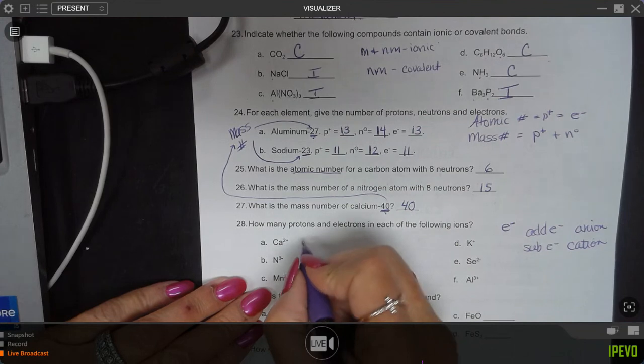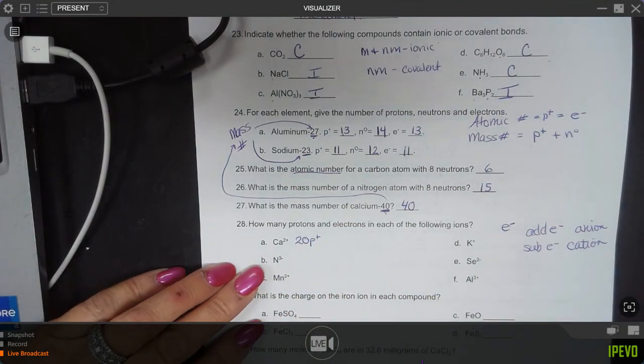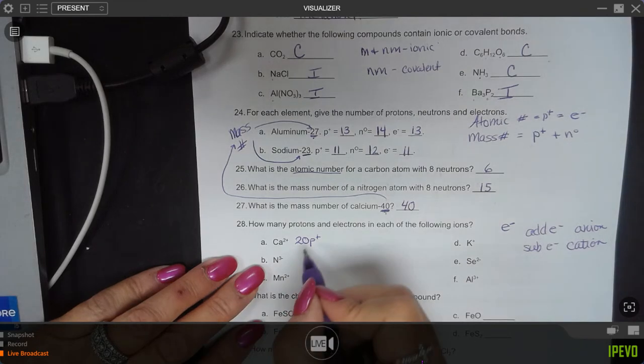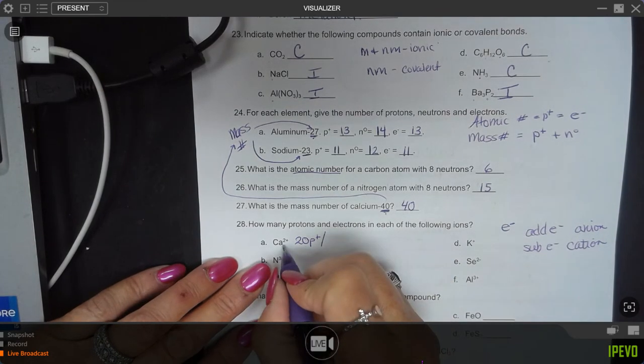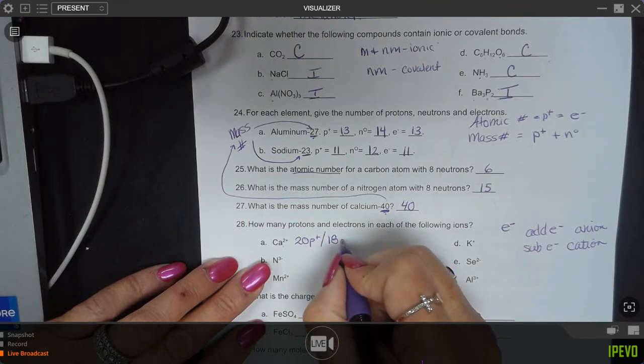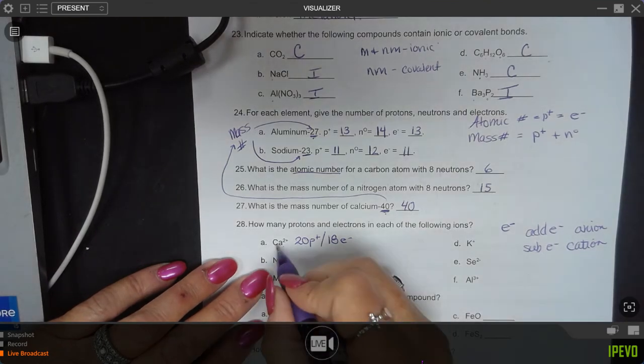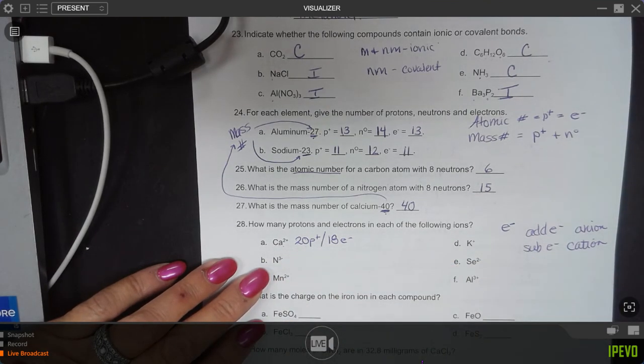So calcium has 20 protons, and if it was a neutral atom, it would have 20 electrons, but it's not neutral. It's got a +2 charge, which means it's lost 2 electrons, so it's got 18 electrons. So 20 minus 2, 18 electrons.